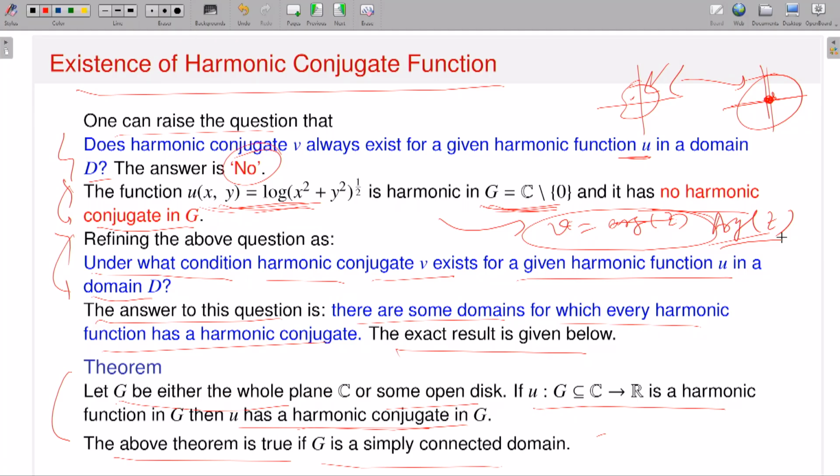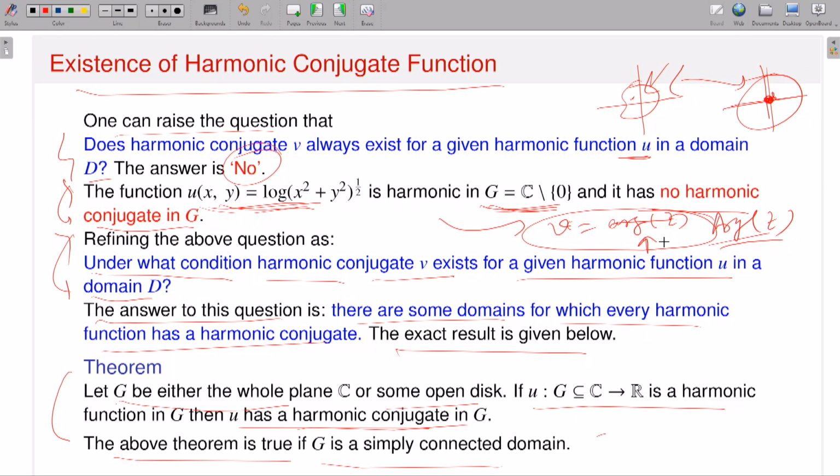So therefore, if I assume that the harmonic conjugate exists, then your expression of v will be like the argument function. But the argument function is not even a continuous function, because if the function v exists, then what? I demand that u and u plus iv should be analytic functions, right? If it is an analytic function, then the partial derivatives should exist and they are continuous functions. But the argument function is not even continuous, so forget about differentiability or whatever it is. So therefore this function u has no harmonic conjugate.